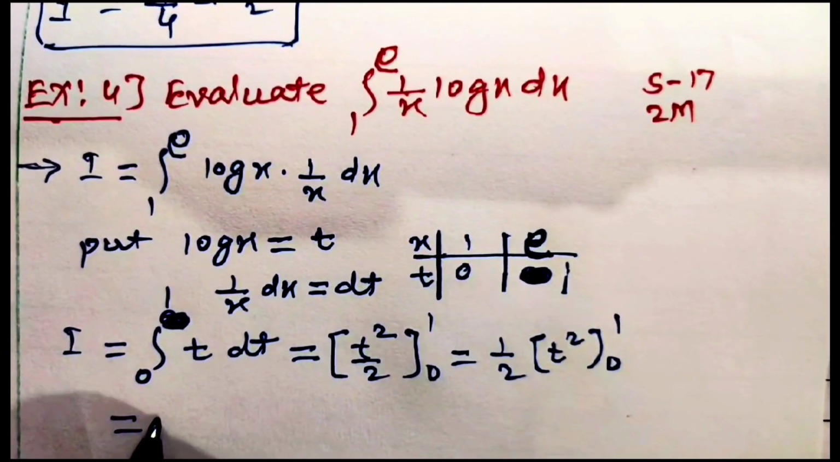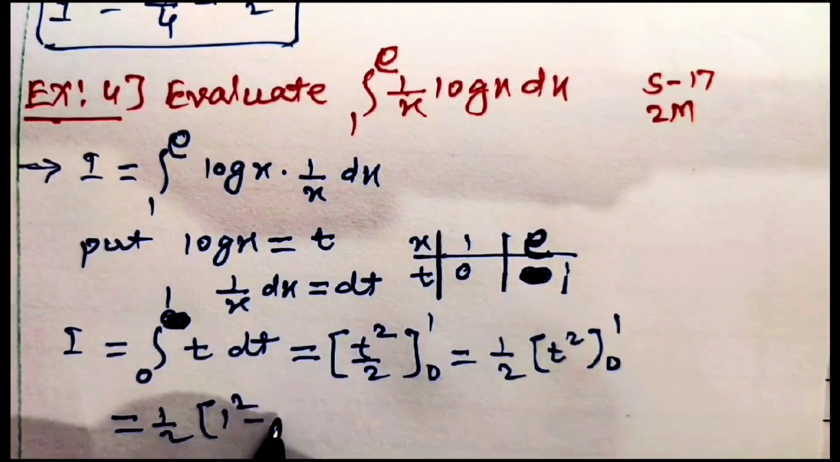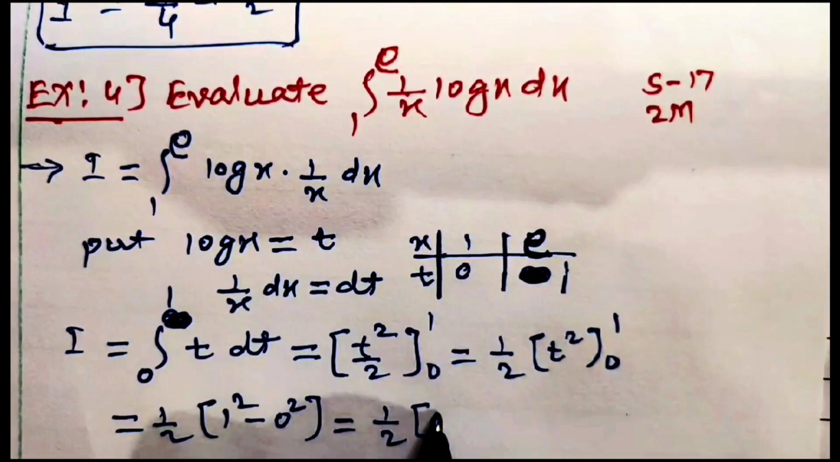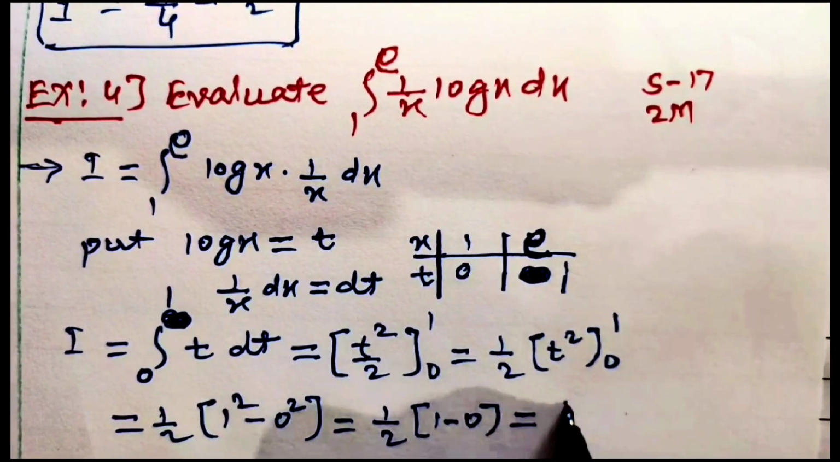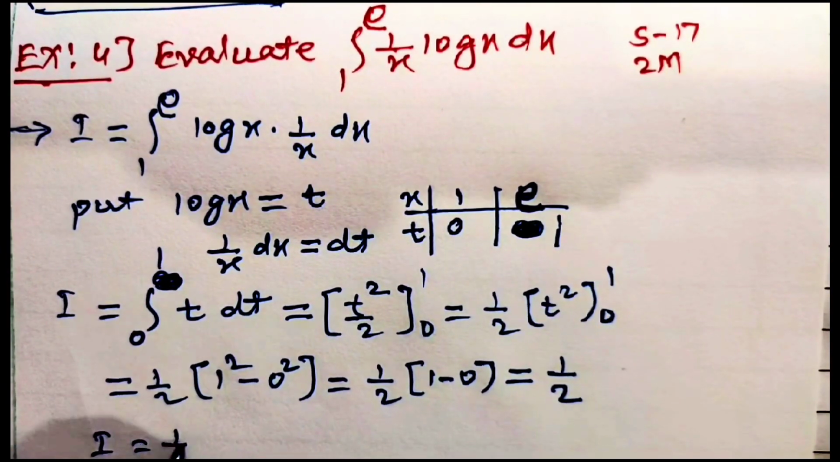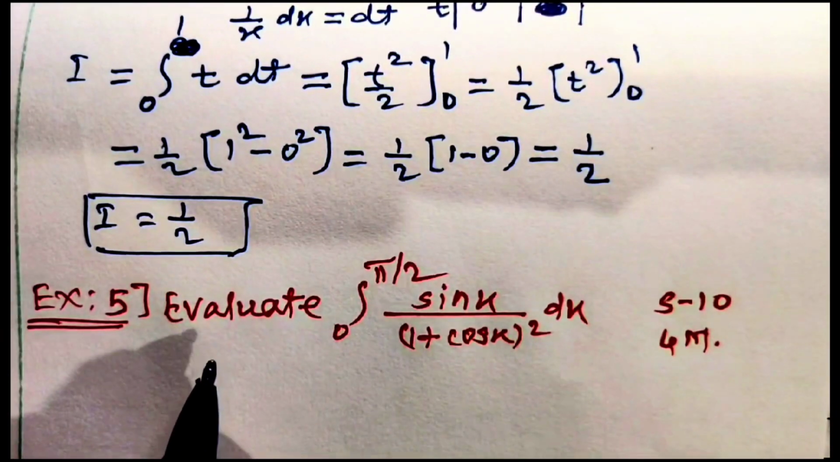Hence 1 upon 2, 1 square minus 0 square. And this is equal to 1 upon 2, 1 minus 0, which is equal to 1 upon 2. This is the answer. I is equal to 1 upon 2. Let us solve sum number 5.